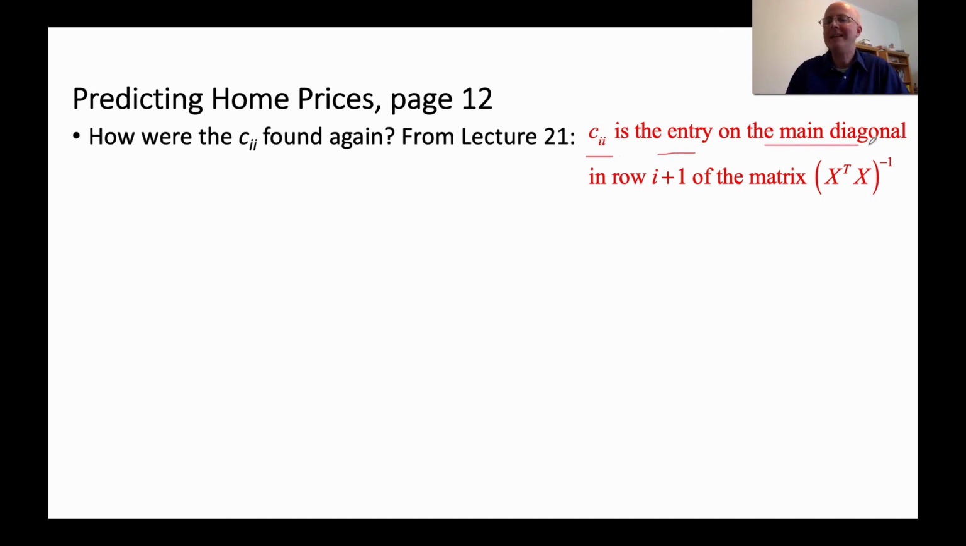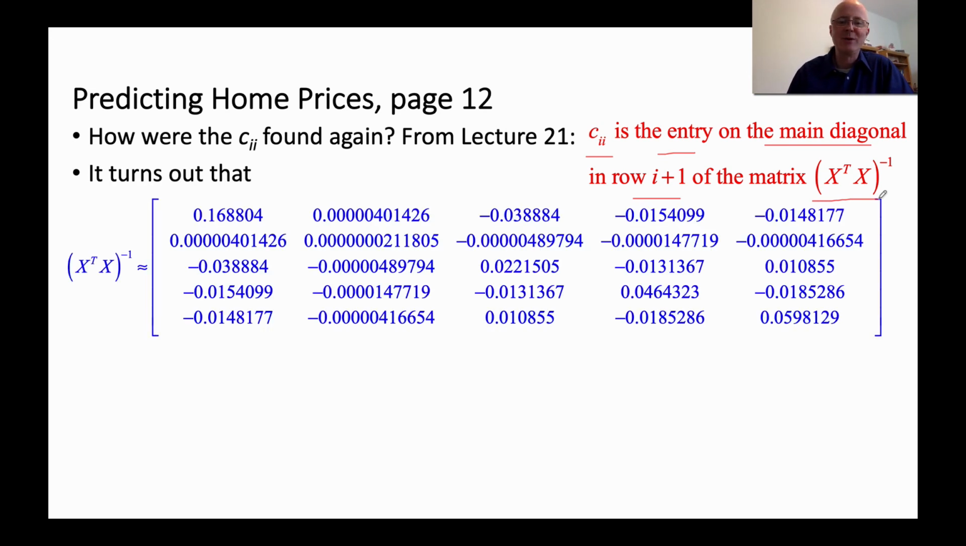C_ii is the entry on the main diagonal of row i+1 of this square matrix, (X transpose X) inverse. Turns out that (X transpose X) inverse is this 5 by 5 matrix. Remember, X had 87 rows and 5 columns. X transpose would have 5 rows and 87 columns. X transpose times X would be 5 by 5, and therefore its inverse would also be 5 by 5. And notice I alluded to this in, I think, lecture 21. You should expect that for relatively large sample sizes, all the entries of (X transpose X) inverse should be relatively small numbers, and you can see they are, close to 0.